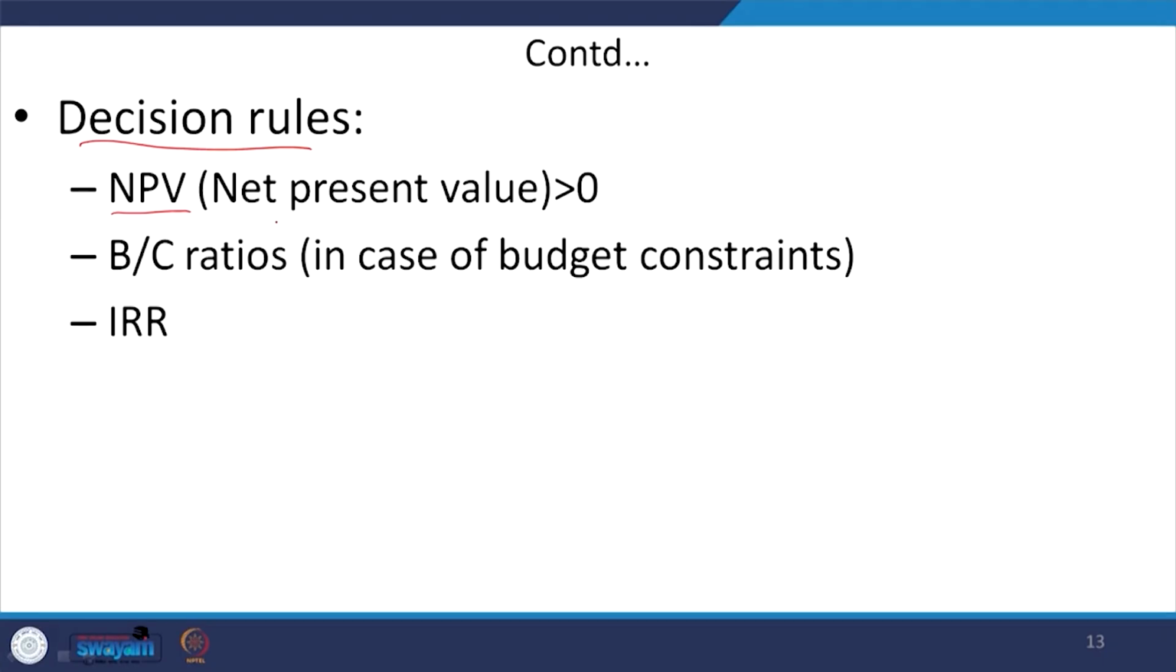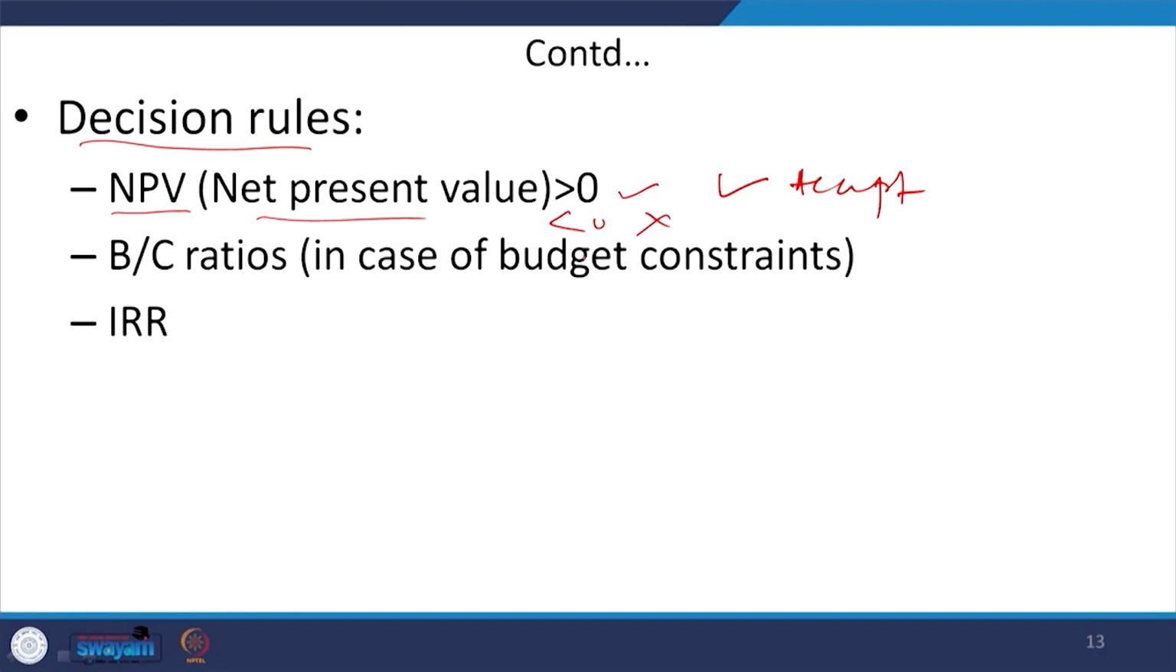So, if this net present value is greater than 0, then we are saying accept the project or accept the policy for implementation. If it is less than 0, then obviously we are outrightly rejecting it, and if it is equal to 0, then you are indifferent; you need to relook at the factors responsible for these benefits and costs.